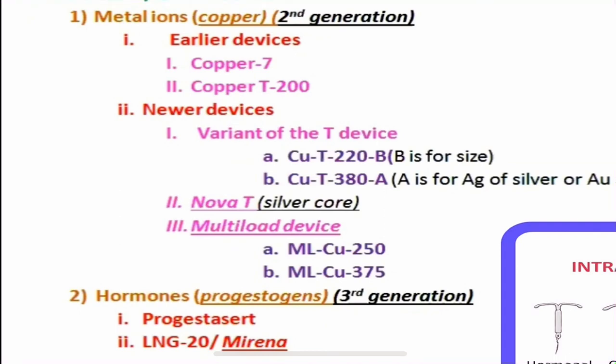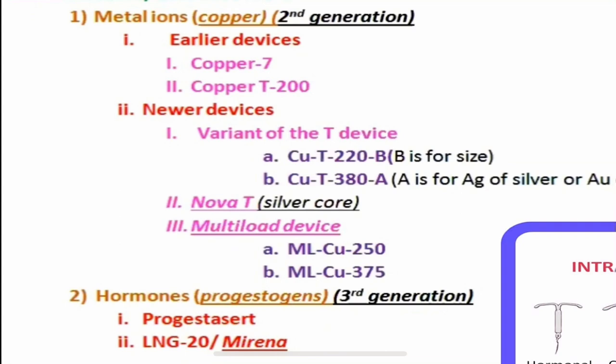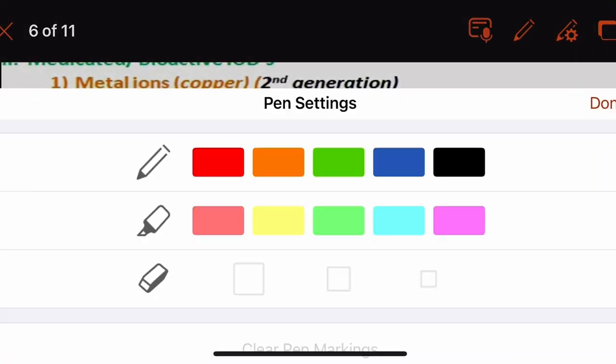The addition of copper also made these IUDs fit very easily, even in nulliparous women. Smaller devices were formed by the addition of the copper. The earlier devices were copper 7 and copper T200. So now under the second generation, we have earlier devices and newer devices. Again, there is a classification.